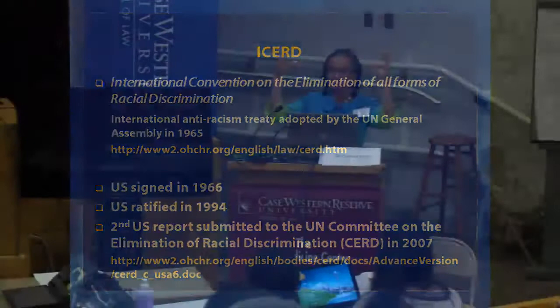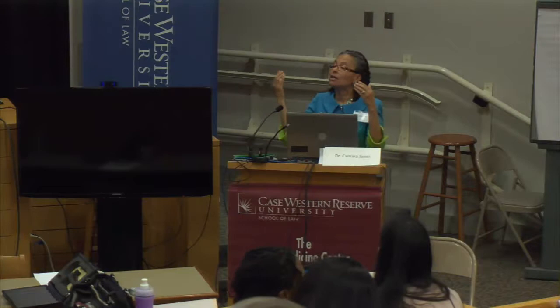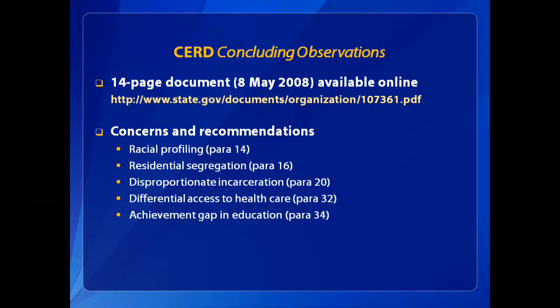The second report was submitted in 2007, and we got concluding observations back from the committee that said, thank you, dear United States, for your report. We remain concerned about racial profiling, residential segregation, disproportionate incarceration, differential access to healthcare, the achievement gap in education, on and on and on. Indeed, in paragraph 43, they say, dear United States, you need to let your people know about the existence of this treaty. So every time I talk, I do my part.